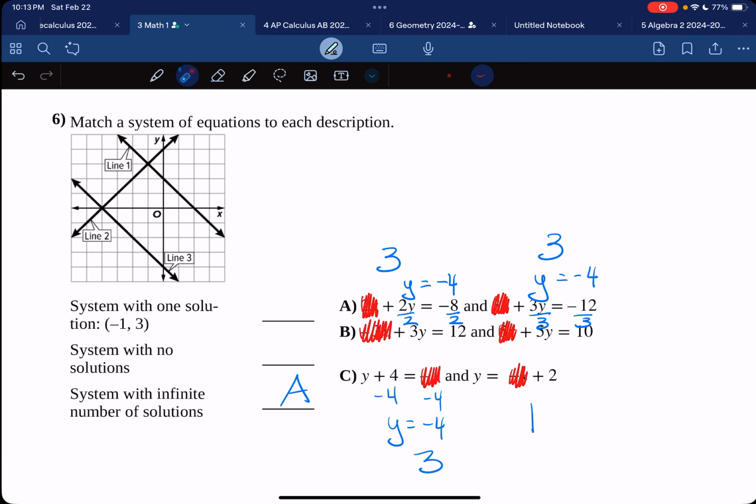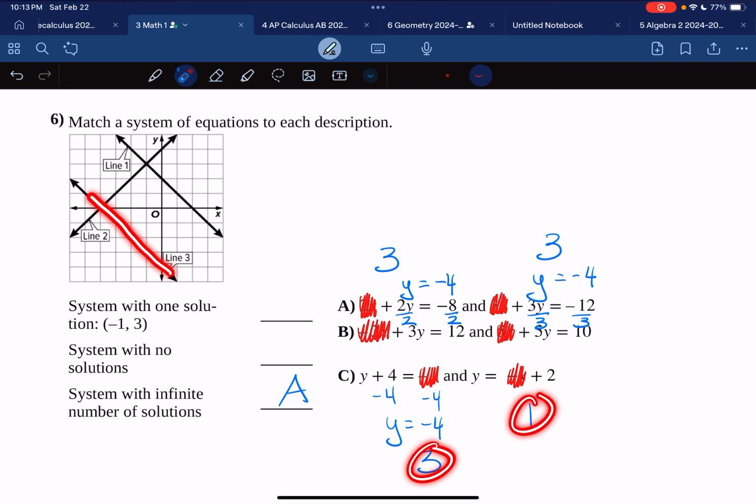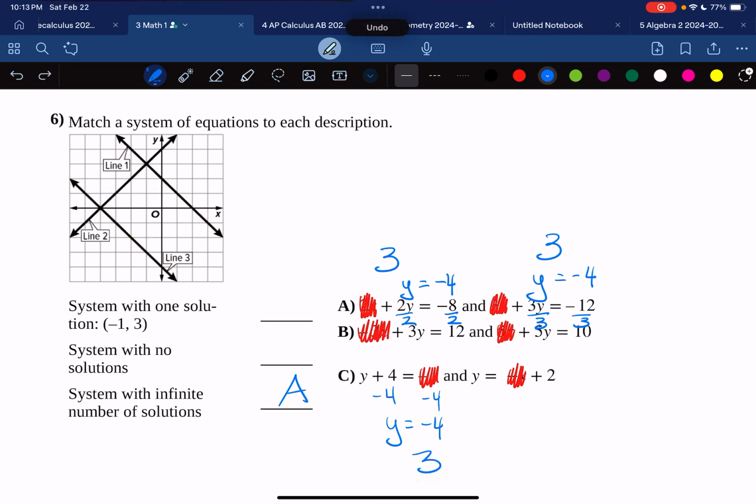So what do you notice about line 3 and line 1? Well, line 3 is here, line 1 is right here. Those are parallel, they will have no solutions. So the correct answer here is no solutions, which is C. And just to, I'll try to squeeze it in here. If I divide both sides by 3, this is y is equal to 4. And y is equal to 4 is 1, 2, 3, 4. This y-intercept right here, which is referring to line 2.